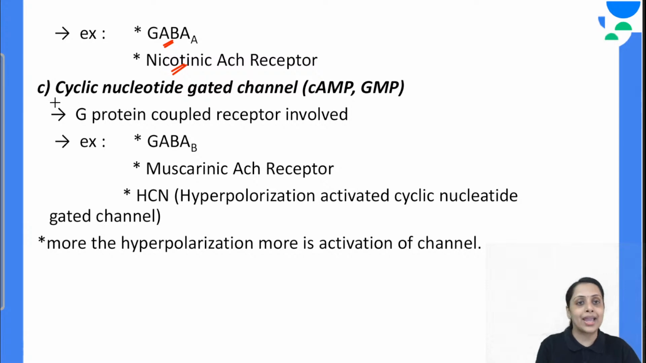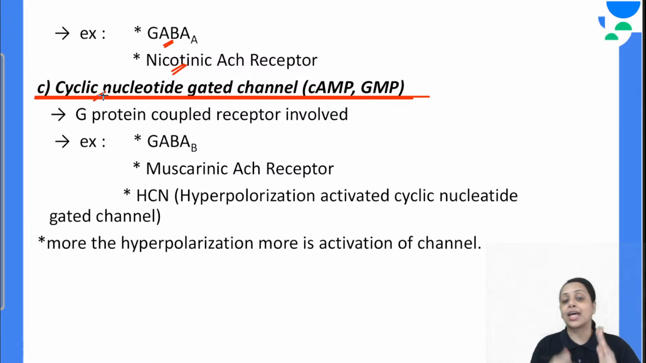Next one is the cyclic nucleotide gated channel. This means these channels are gated by cyclic nucleotides. Whenever there is a rise in the cyclic nucleotide, only then will this channel open up. In this, we have the G protein coupled receptors. For example, we have GABA B and muscarinic acetylcholine receptor, and the HCN channel.